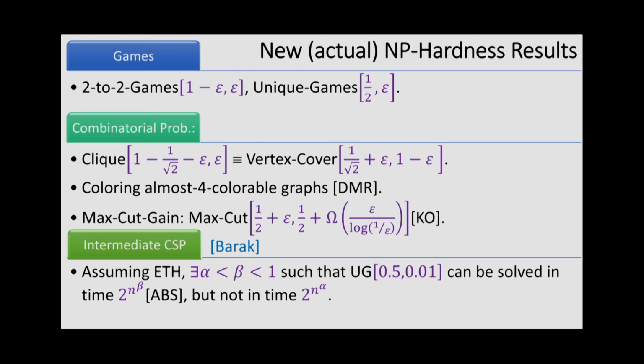So it says that assuming the exponential time hypothesis, if you look at the Unique Games problem between half and 0.01 and ask, what time do you need to solve it? Then the time is of a weird form. It's not 2 to the n, it's not polynomial, it's somewhere in between. The complexity is between 2 to the n to the beta and 2 to the n to the alpha for some alpha less than beta.